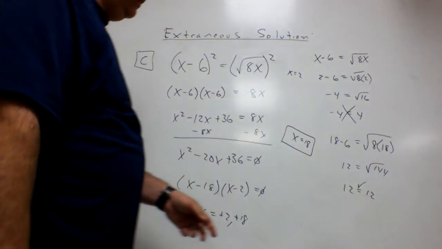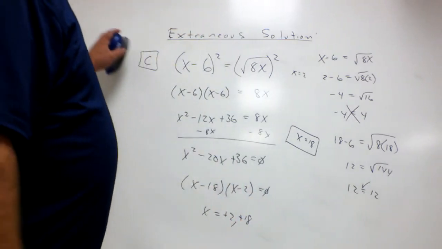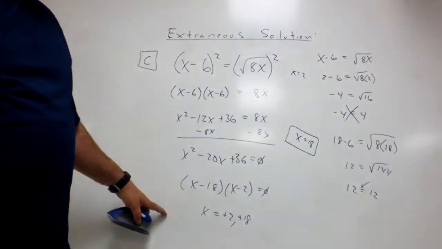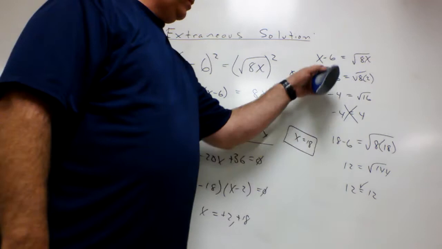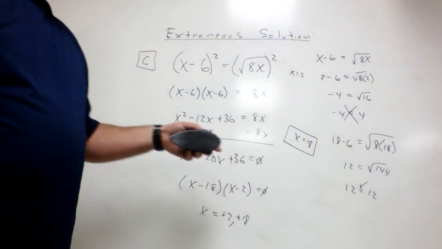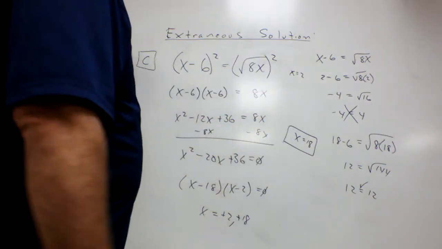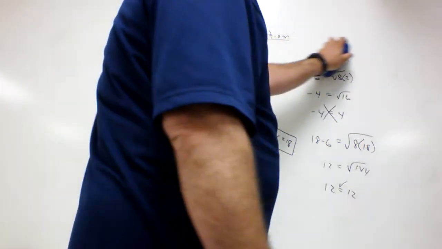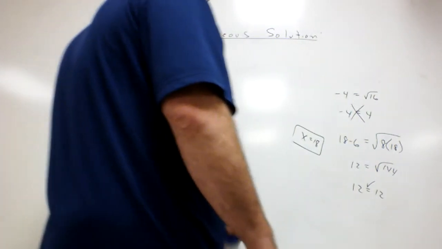Let's try another one. Okay, so again, what we do is we solve it, and then we take our two answers and we plug them back into the original problem to see if it makes sense. That's what extraneous solution is all about. Is it valid or is it not? If it is not valid, it's extraneous. If it is valid, then it's a valid answer, and you just move on.